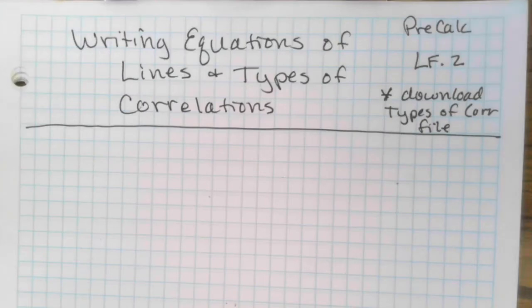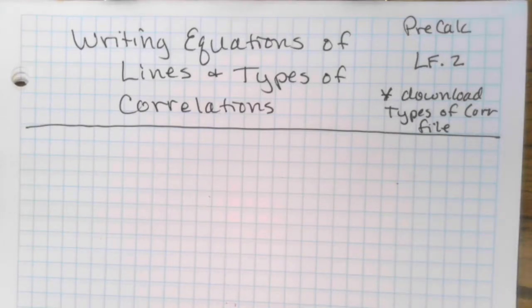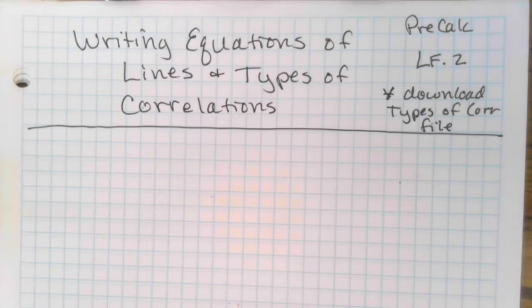Good afternoon. We are going to be going through how to write the equations of a line using a variety of forms and a variety of starting information. We're also going to go through labeling types of correlations. There is a file that you can download and print that has all of the types of correlations written out and graphed. That way you don't have to do it yourself.